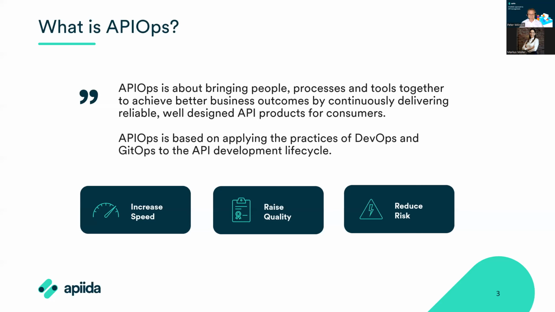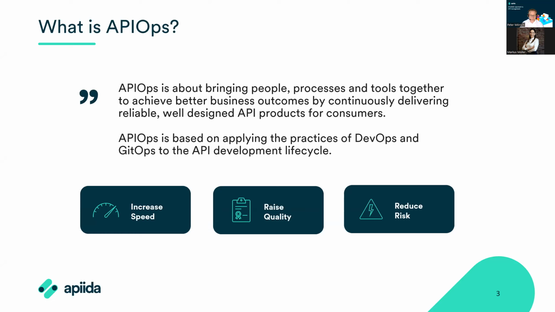All right, so let's get started. Today's topic is the introduction to APIOps. If you search the web for a definition of APIOps, this is basically what you get. APIOps is about bringing people, processes, and tools together to achieve better business outcomes by continuously delivering reliable, well-designed API products for consumers. And APIOps is based on applying the practices of DevOps and GitOps to the API development lifecycle. Now that's quite a mouthful, so we'll dive into that in a moment.